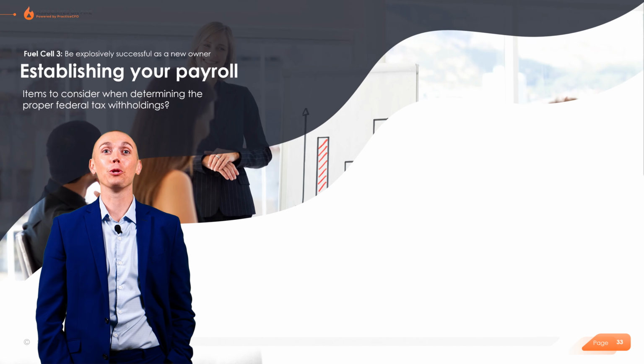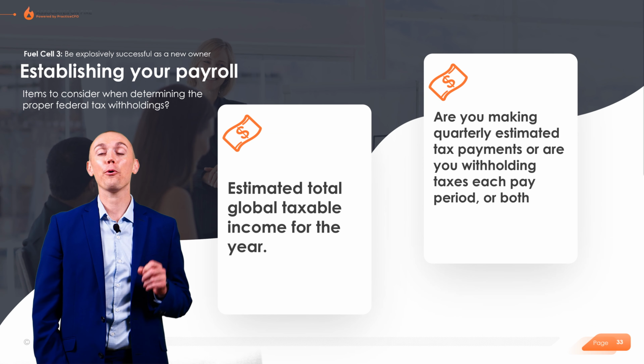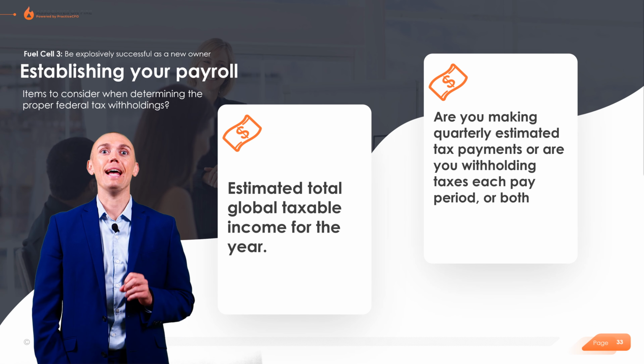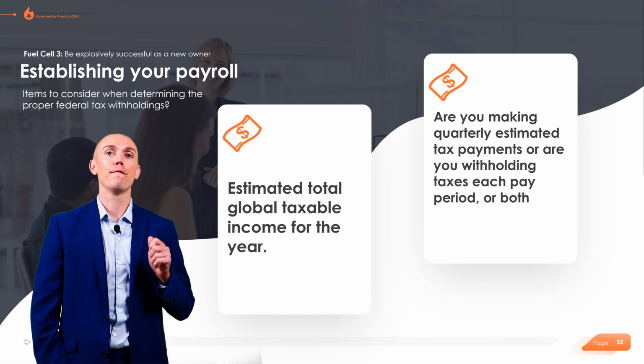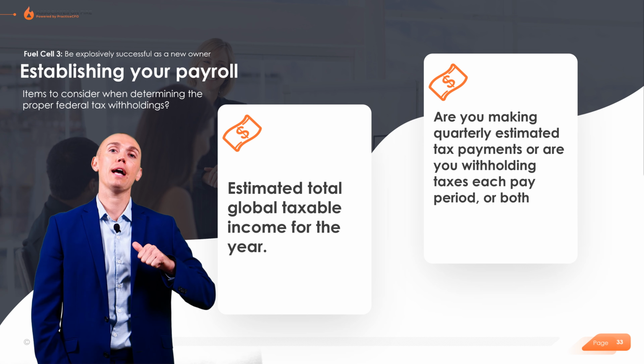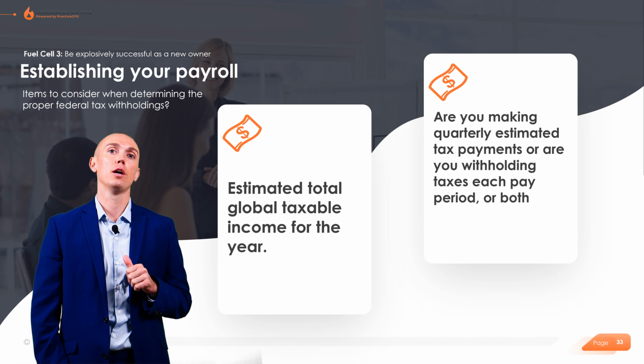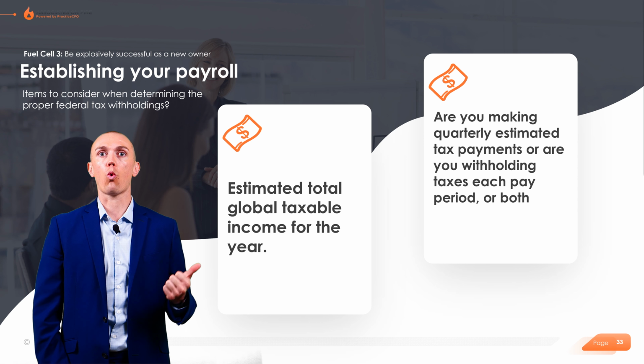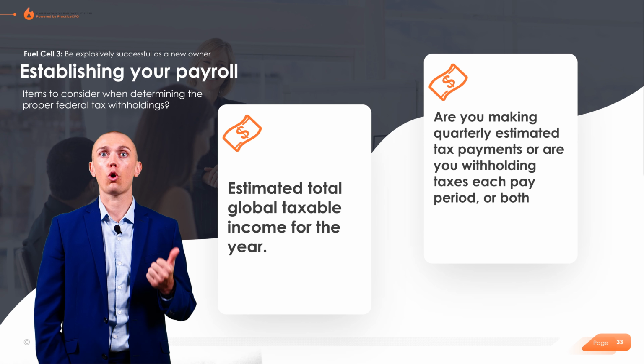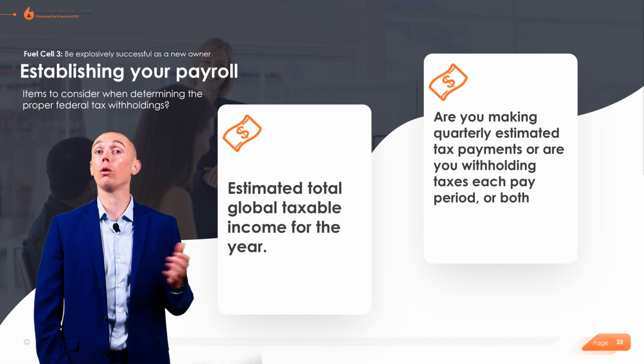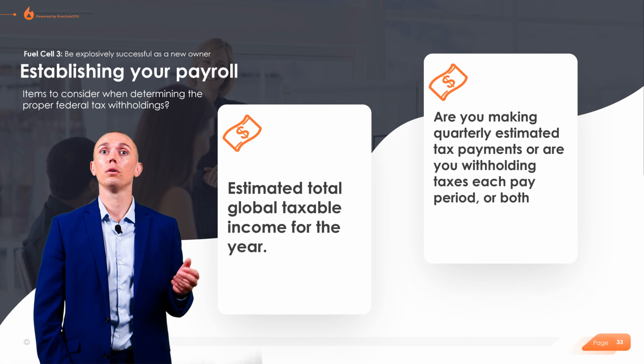Okay, next we're going to look at how to pay taxes. Estimated total global taxable income for the year is going to be very handy in determining not only how we're going to pay our taxes, but where. And the where is, are you making quarterly estimated tax payments, or are you withholding taxes each pay period through payroll, or perhaps are you doing both?